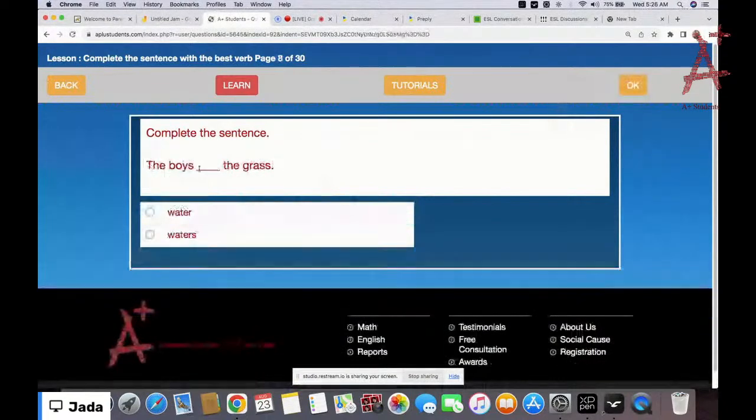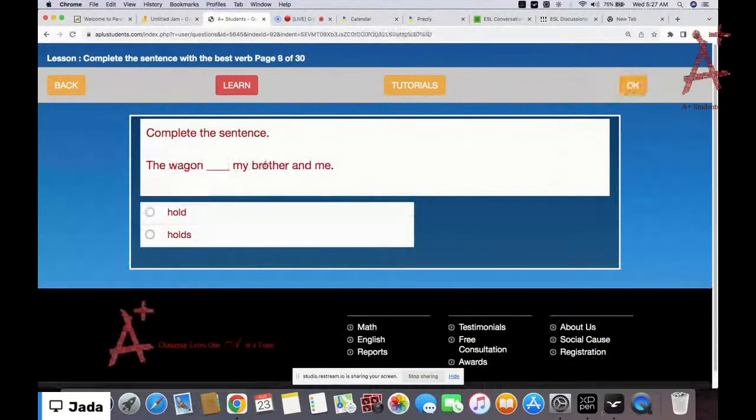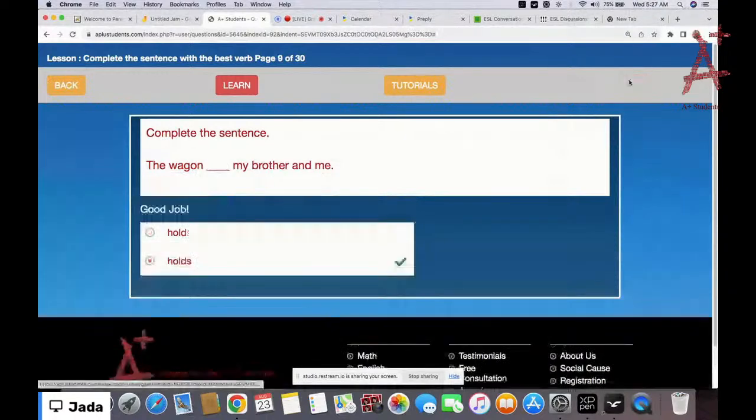So we have the boys. The boys says that it's more than one boy. So it's going to be a verb without S. So the boys water the grass. The wagon dash my brother and me. So wagon is one wagon, right? So it's going to be the verb with the S. So the wagon holds my brother and me.